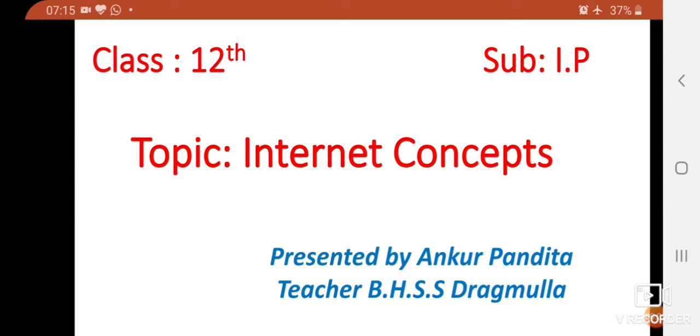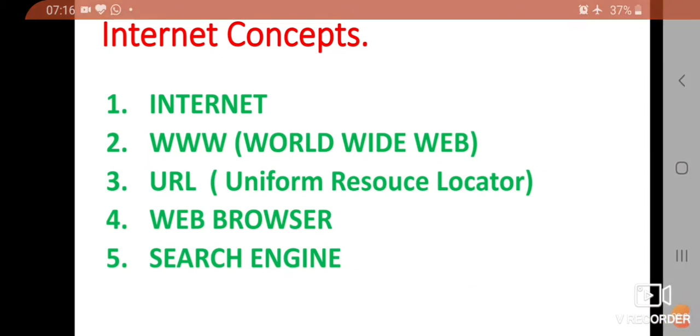In a series of offline lectures, today our topic pertains to class 12 subject IP and the topic is Internet Concepts. I repeat, today our topic is Internet Concepts. This topic belongs to chapter number 4, that is Internet and Web Development of class 12. This topic is presented to you by Ankur Pandita, teacher BHSS Drogmulla.